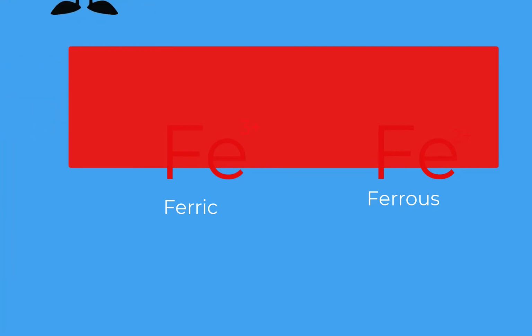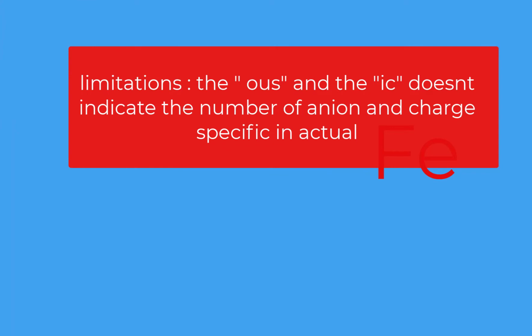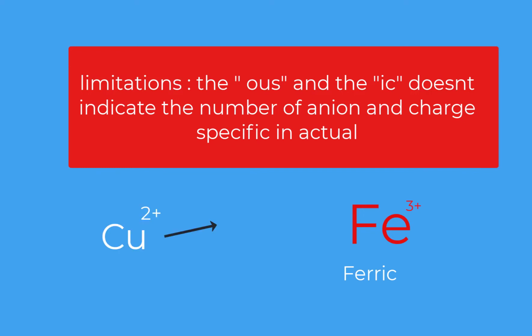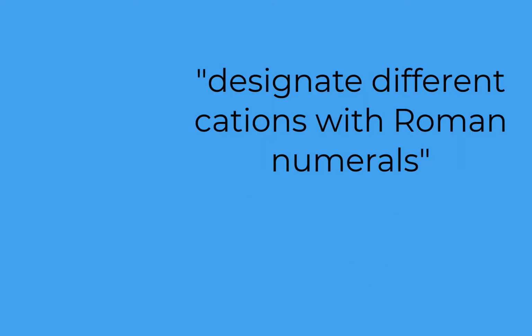This method of naming ions has some distinct limitations. First, the "-ous" and "-ic" suffixes do not provide information regarding the actual charges of the two cations involved. Thus, the ferric ion is Fe3+, but the cation of copper named cupric has the formula Cu2+. So we can't predict the specific charge number of the element.